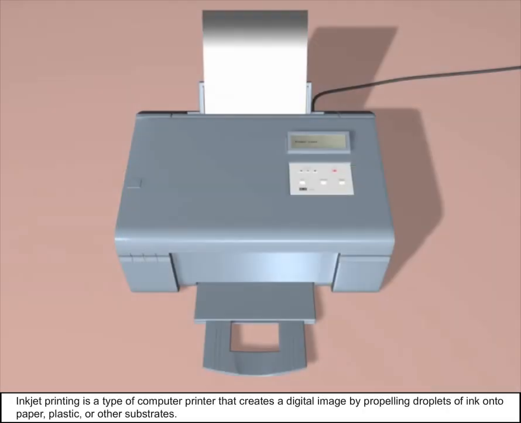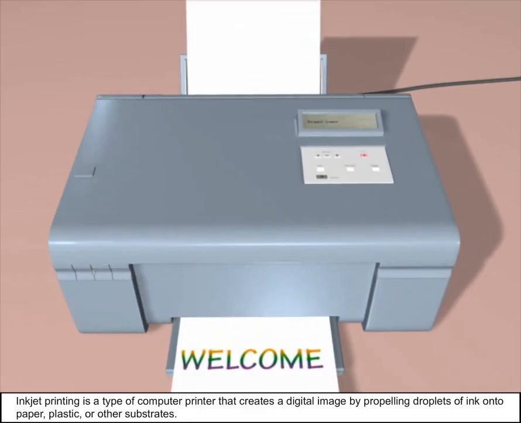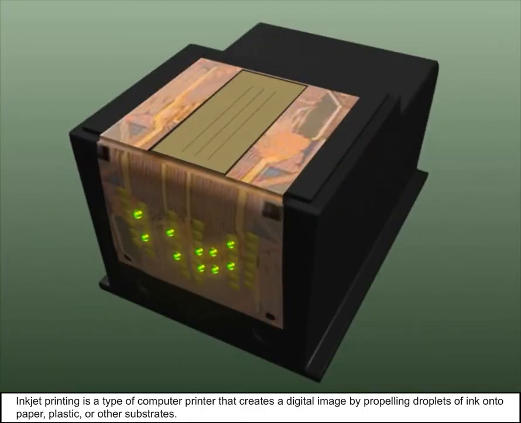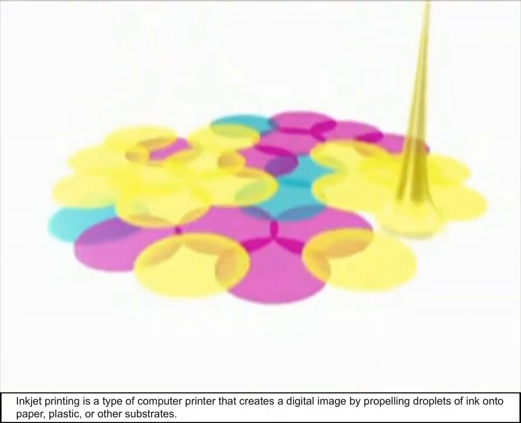Inkjet printer. Inkjet printing is a type of computer printer that creates a digital image by propelling droplets of ink onto paper, plastic, or other substrates.